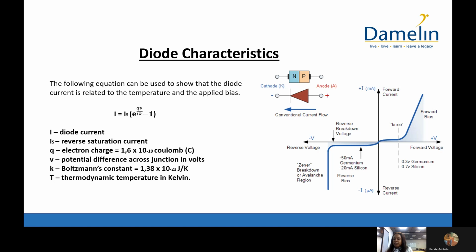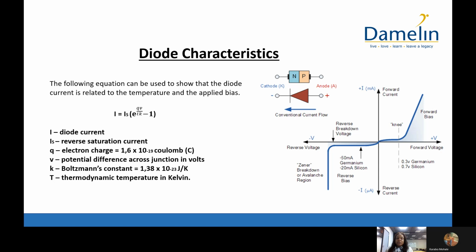There's a point at which it can break through and start flowing, or if we connect it correctly, it will just start flowing. When we come to reverse, you see the value is in microamps. As I said, it is a current flowing, but it's so small that you can't see it, and that's why it looks like nothing is there, and it acts as an open switch.